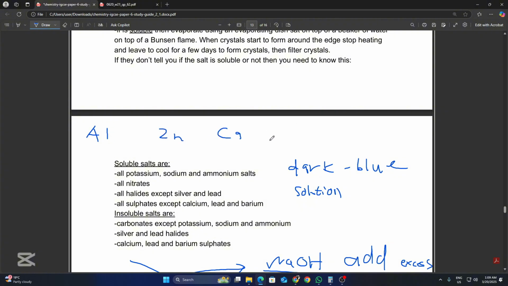By the way, we have aluminum, zinc, and calcium. These three form a white precipitate with sodium hydroxide and with ammonia. Now, how are we going to distinguish them? We add an excess amount of NaOH, which is sodium hydroxide, and an excess amount of NH3, which is ammonia.